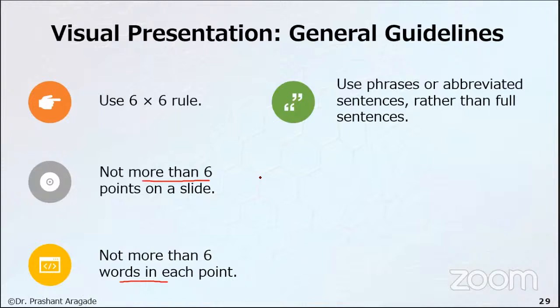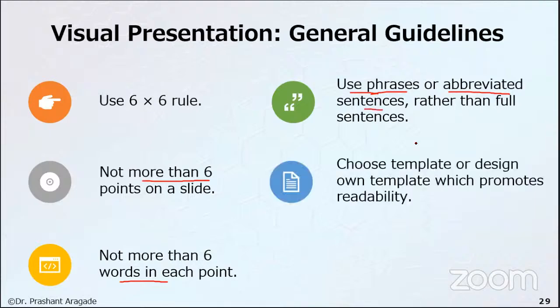So instead of using full sentences, you have to use phrases or abbreviated sentences. Don't use sentences directly from books or any other places. If you use the complete sentence, it means you are starting the recording by just reading that sentence. It does not make a good impression on the students or learners. So to make an impression on the students or to make it interactive, you have to use phrases or abbreviated sentences rather than full sentences. Always remember, you have to choose a proper template or design your own template which will promote good readability.